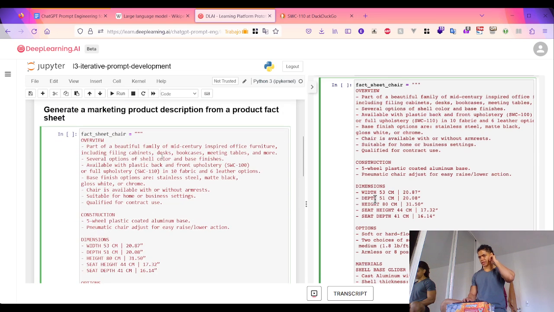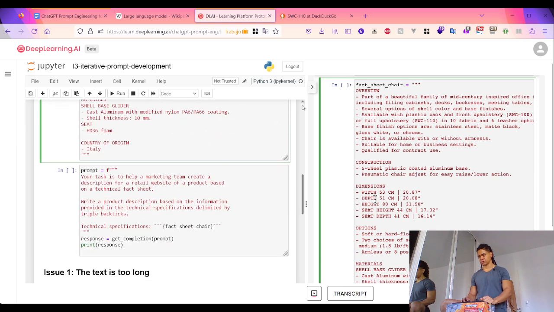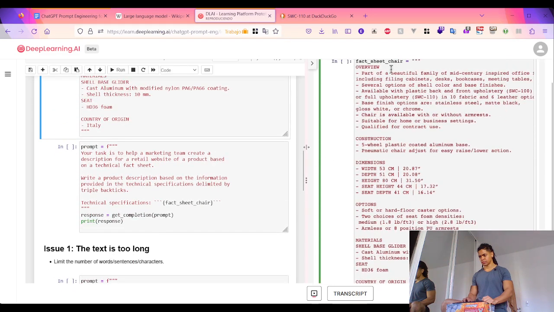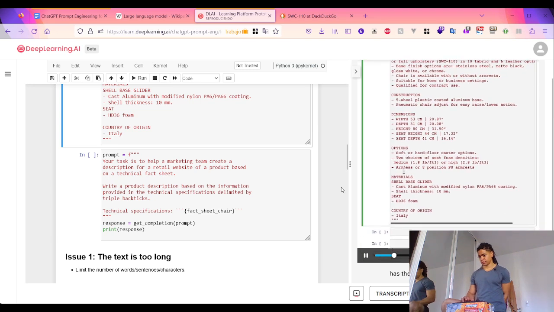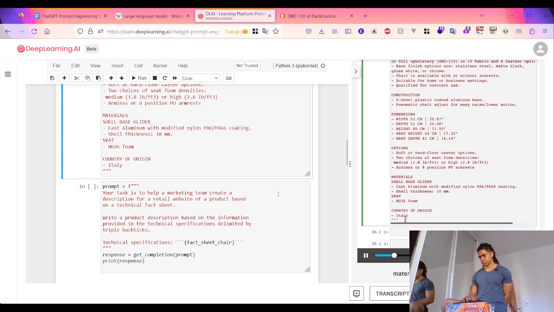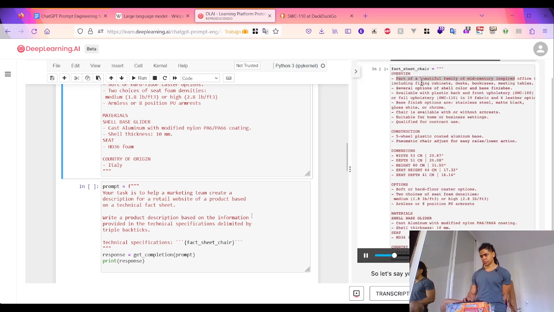So this is the fact sheet for a chair. The task is to generate a marketing product description from a product fact sheet. Here's a fact sheet for a chair with a description saying it's part of a beautiful family of mid-century inspired chairs. It talks about the construction, has the dimensions, options for the chair, materials, and so on. It comes from Italy. So let's say you want to take this fact sheet and help a marketing team write a description for an online retail website.